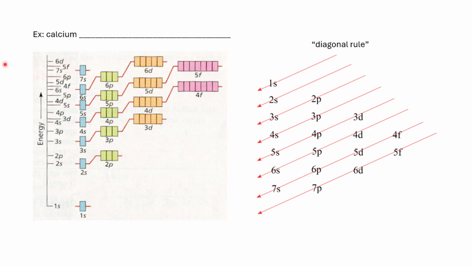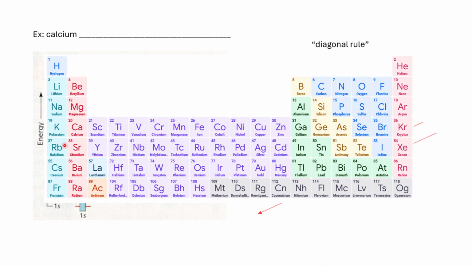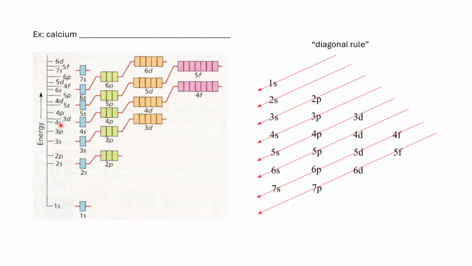Let's take a look at calcium. Calcium on the periodic table sits over here. It's atomic number 20, so it has 20 protons and 20 electrons if it's not an ion. If we look at this little diagram on the left, this is showing us the order of filling of electrons. Each of these boxes represents an orbital, so it can hold 2 electrons. And you always want to fill from the bottom up, from the lowest energy up.